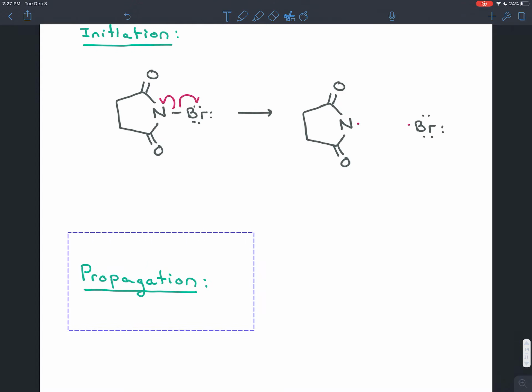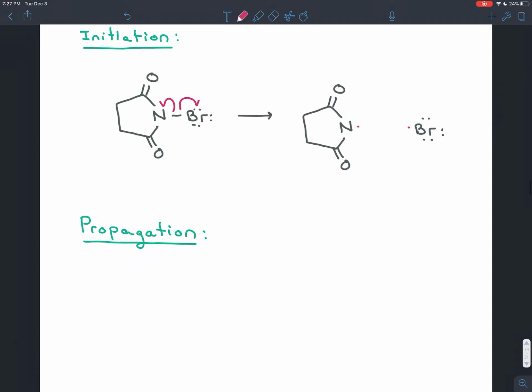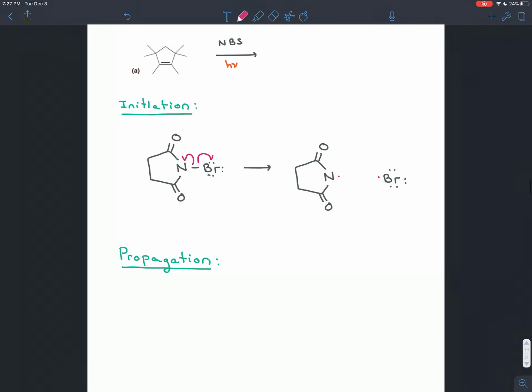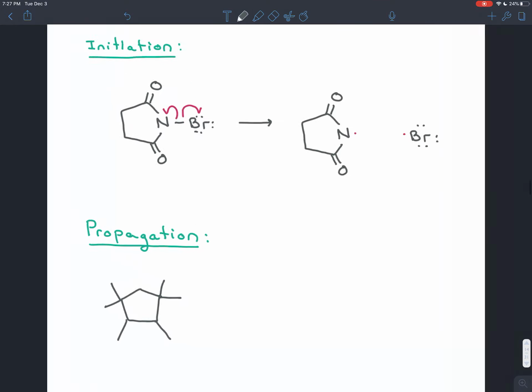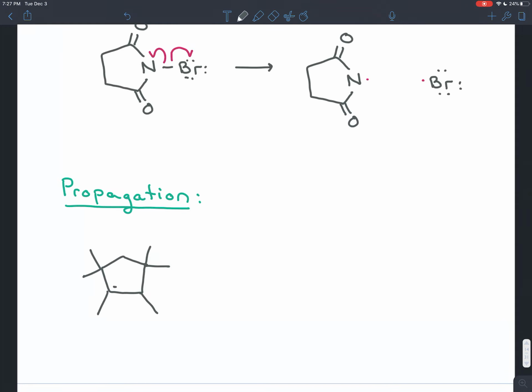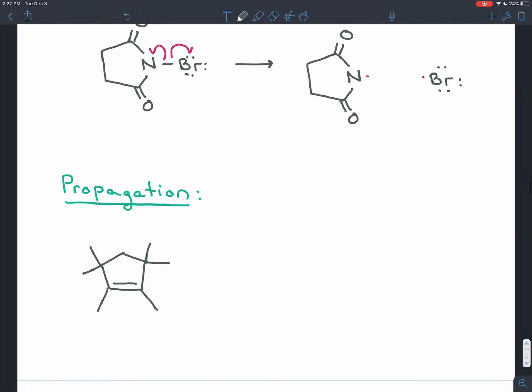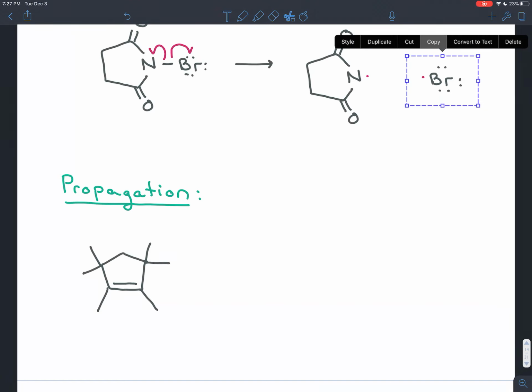Once you have your 2 radicals, you can use those to create the reaction with whatever carbon molecule they give you. So let's copy this carbon molecule down. We have this sort of 5-membered ring, the 2 methyl groups, the pi bond, and we know this is going to react with the least stable radical. That's going to be the bromine.